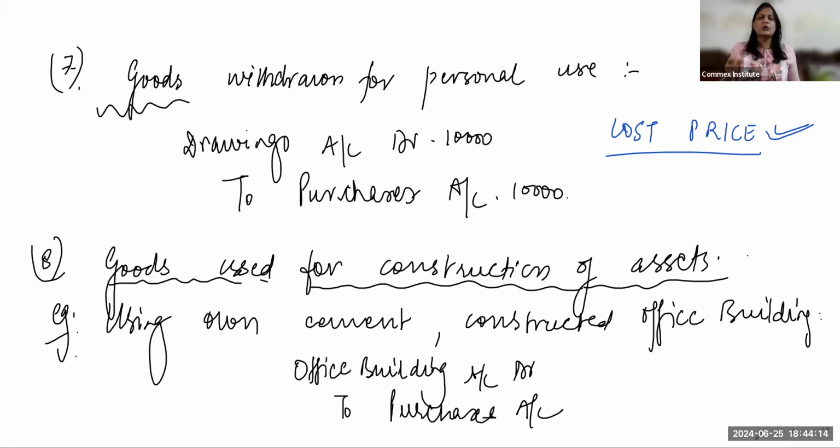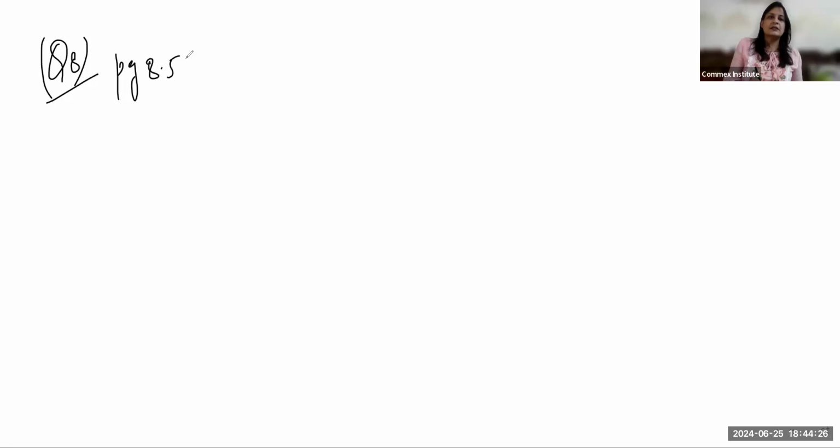Okay. So let's start doing the questions relating to goods, and if we encounter any other special transaction, we'll write that. Come to question number 8, children. Question 8, page number 8.57. I hope everybody has the question. If not, let me know.